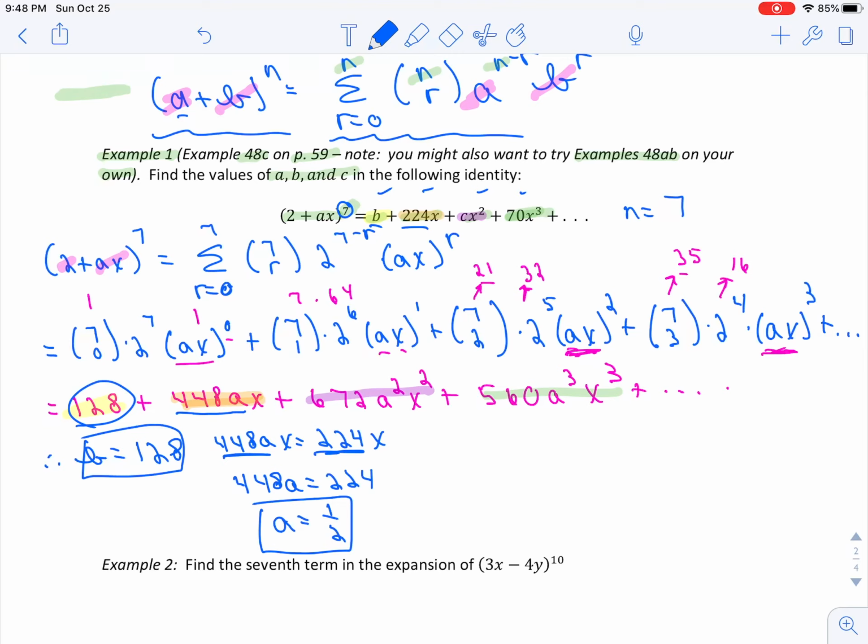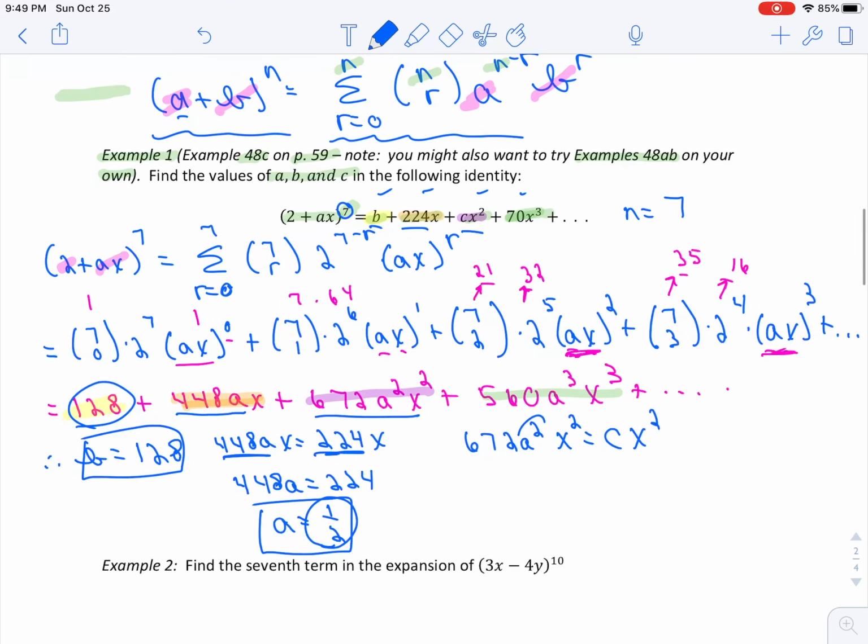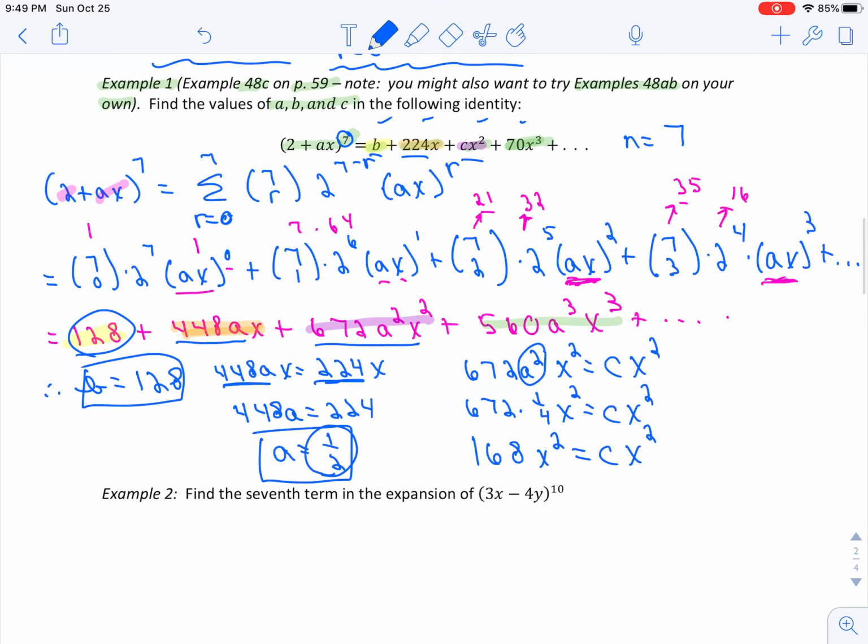So we're doing pretty well. The next one, the purple ones, we can see that this has to equal this. So we can say that 672a squared x squared has to equal cx squared. And remember, we just figured out what a is. a is 1/2. So if we substitute that in, we get 1/4. So we get 672 times 1/4 x squared has to equal cx squared. And 672 times 1/4 is 168. So we get 168x squared is equal to cx squared. And again, we're not really dividing by x squared. We're just noting that the coefficients have to be equal. So we can say, therefore, c has to equal 168. And we will stop with this example, and we'll do different videos for the others.